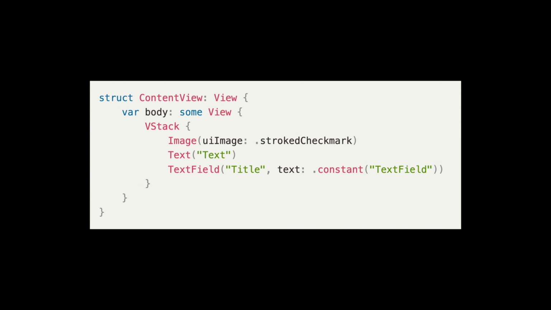Let's consider a simple SwiftUI content view as an example. Looking at the code, it's easy to jump to the conclusion that the resulting UI will consist of a vertically aligned UIStackView, which contains a UIImage, UILabel, and UITextField. However, only part of those assumptions is actually true.